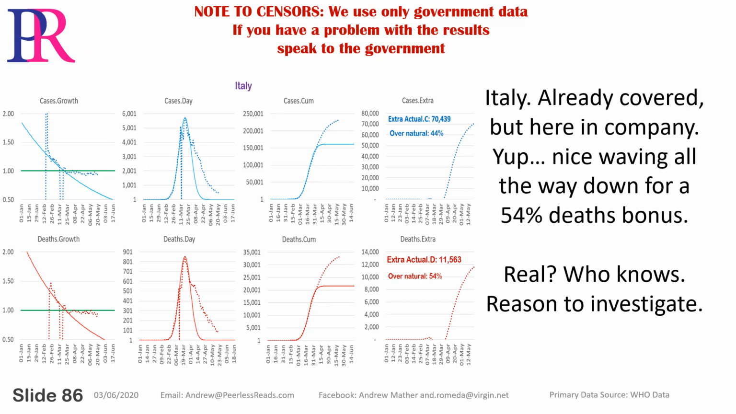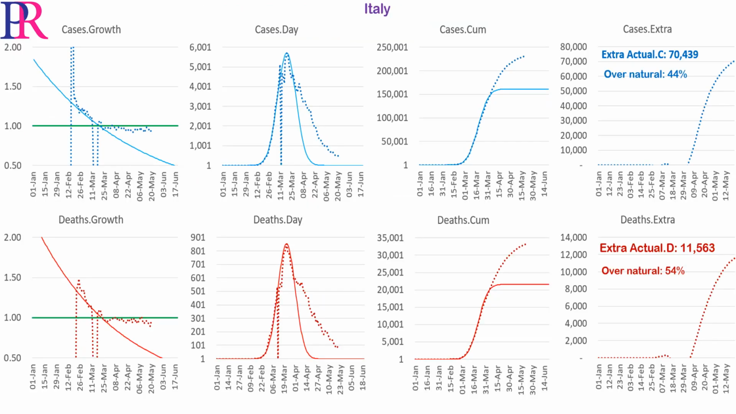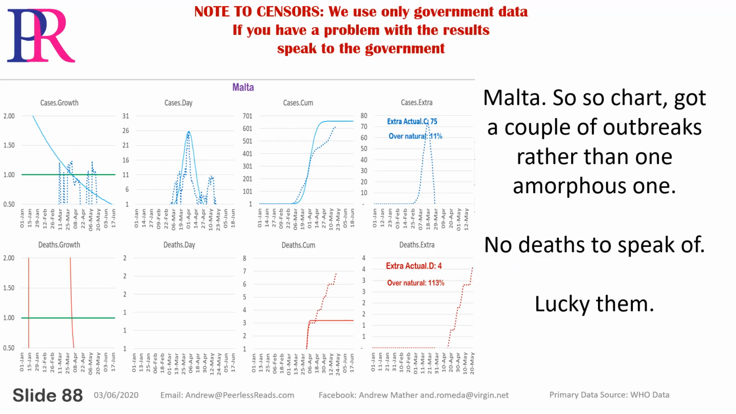Italy already covered, but here in company. Yep, nice waving all the way down for a 54% deaths bonus. Real? Who knows? Reason to investigate. Malta, so-so chart, got a couple of outbreaks rather than one amorphous one, no deaths to speak of. Lucky them.